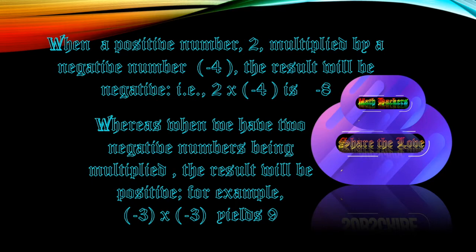Whereas when we have two negative numbers being multiplied, the result will be positive. For example, negative 3 times negative 3 yields 9. Just to reiterate the point, negative times negative is positive 9, as clearly illustrated on the screen. Stay tuned, guys.